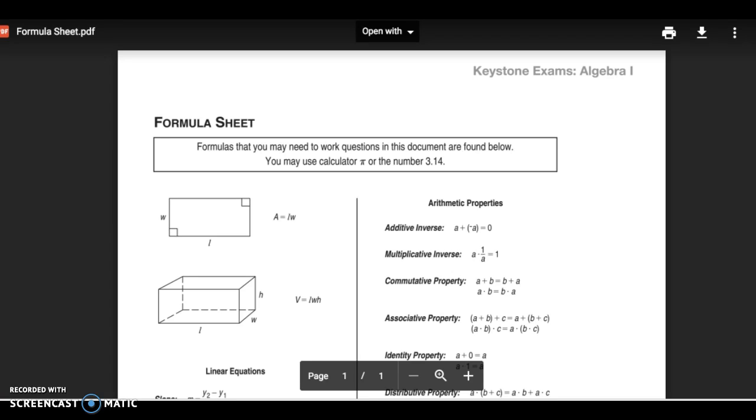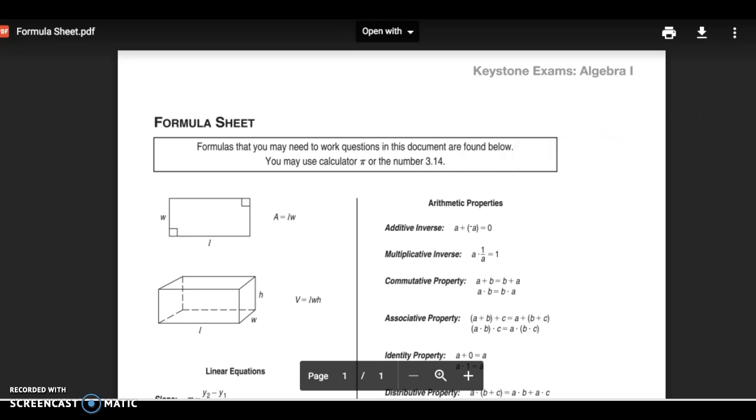As we're looking at the Keystone Formula sheet, I want to point out a few things to you. First of all, they do tell you that you can use calculator pi or 3.14. Either one's not going to matter. Chances are it's going to be a multiple choice question, and one of your answers is going to be rounded along the way. So they're not going to give you something that is several decimal places to worry about. So don't panic about using calculator pi or 3.14, as again most answers are going to be rounded.